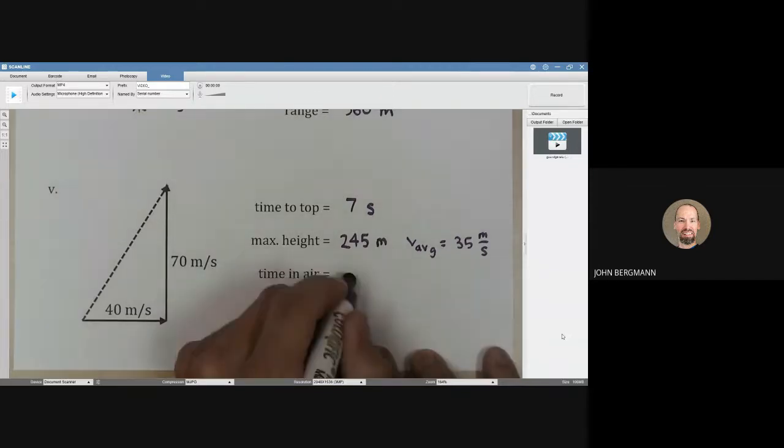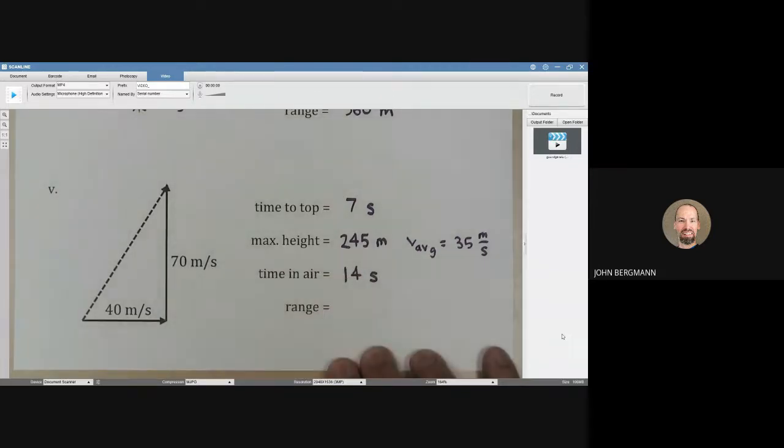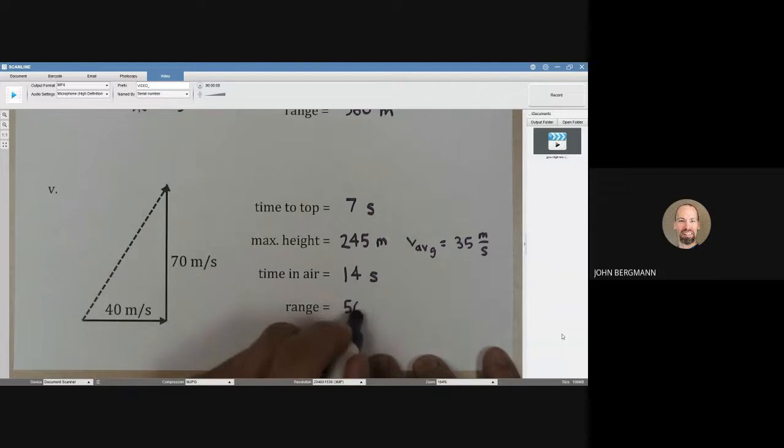The time in the air, same time to come down as go up. So 14 seconds for that. And then the range is going to be 40 meters to the right every second for each of 14 seconds. How about 560 meters?